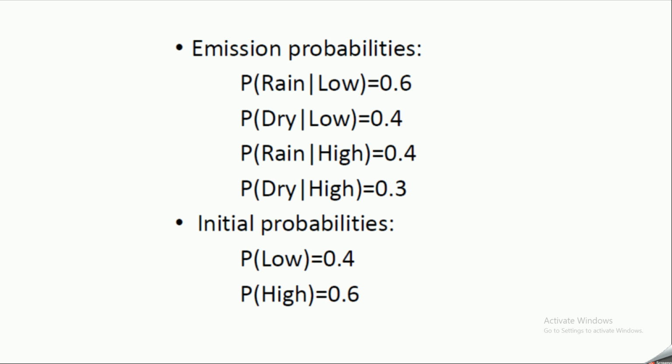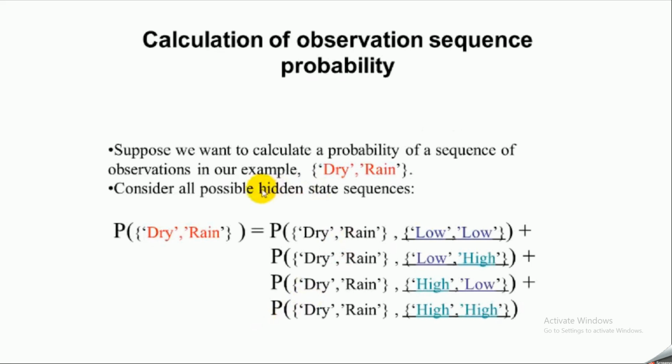All this data will be given to you along with the state transition diagram, and a numerical may be asked to be solved. One such example is shown here. We are supposed to calculate the probability of a sequence of observations, that is dry and rain. So we are going to consider the two observations, dry and rain, and for this particular observation sequence we are going to consider the hidden state sequences.